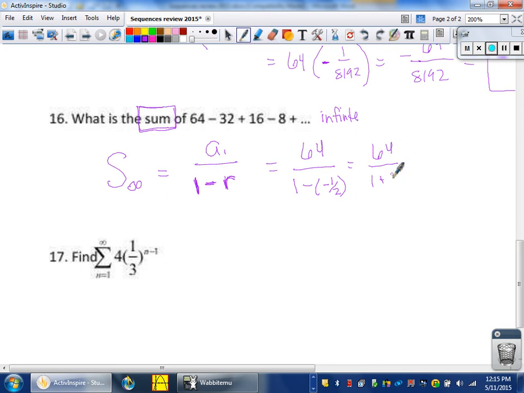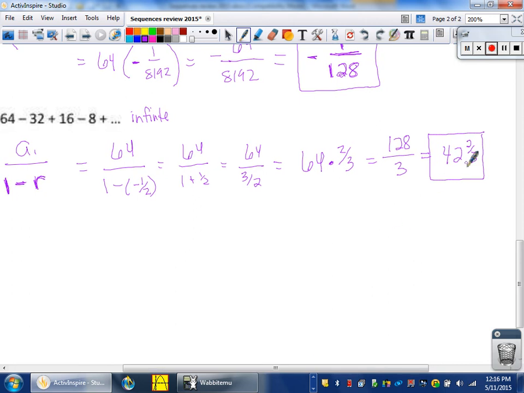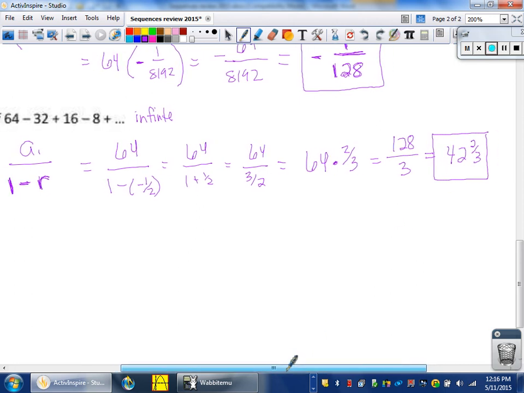1 plus 1/2 is 3/2, so 64 over 3/2. And I know what you want to do. You want to put it in your calculator. But let's do this by hand. Multiply by the reciprocal. Division of a fraction is multiplication by the reciprocal. 64 times 2, 128 over 3, which does not divide prettily, but is rather 42 and 2/3. I believe your calculator would have given you 0.666666, which you should know as 2/3.